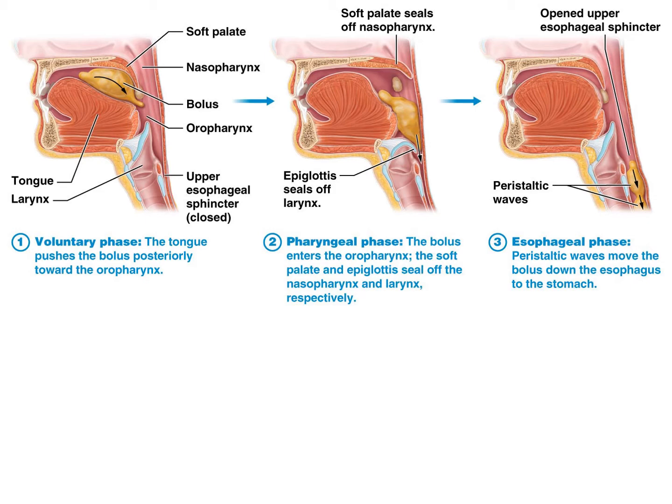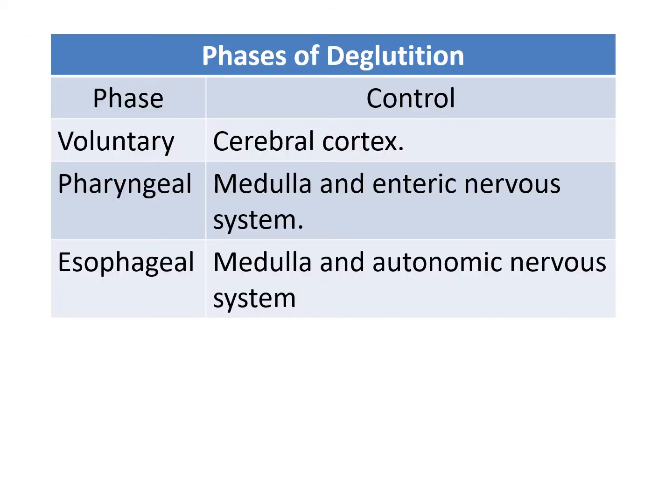And the third, esophageal phase, peristaltic waves move the bolus down the esophagus to the stomach. So here are the three phases of swallowing or deglutition. We have the voluntary, pharyngeal, and the esophageal. This shows you the control for each. We said the voluntary phase is under the cerebral cortex, and you have conscious control. The pharyngeal phase is under control of the medulla and the enteric nervous system. The esophageal phase is under control of the medulla and the autonomic nervous system.